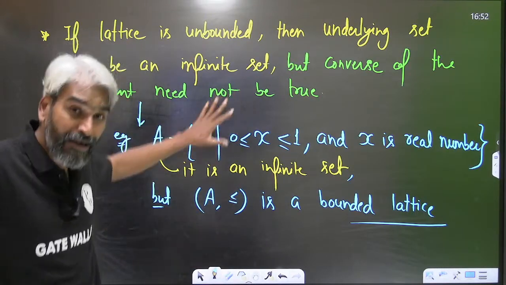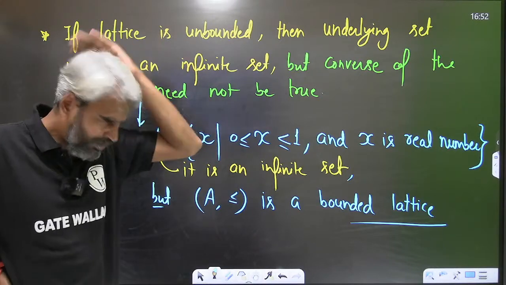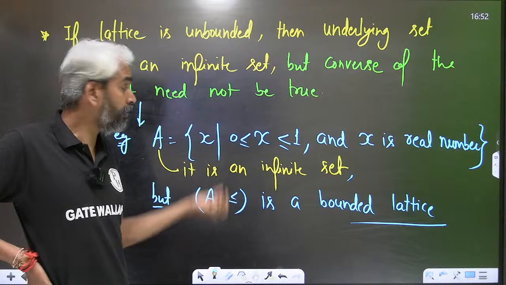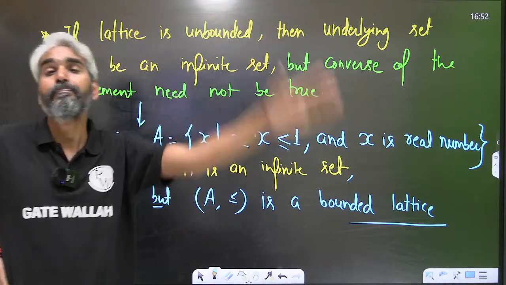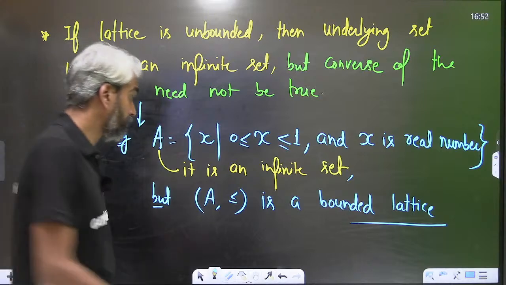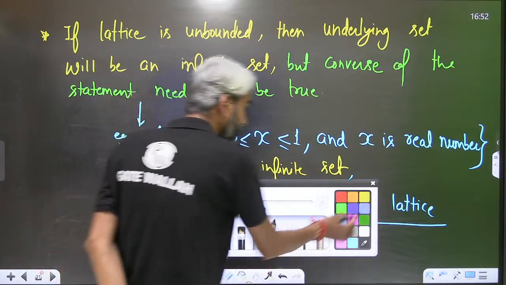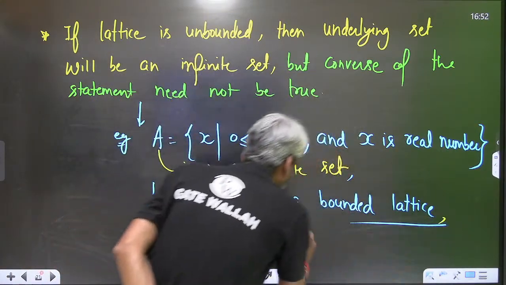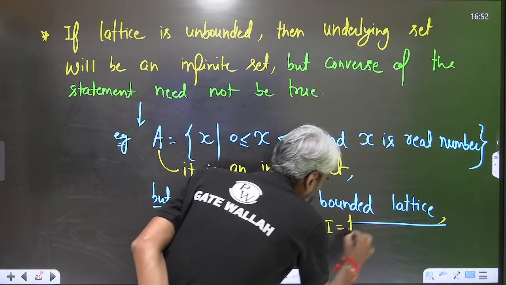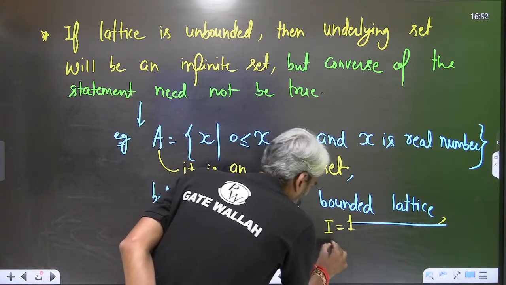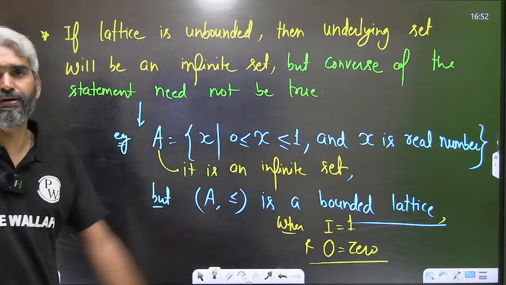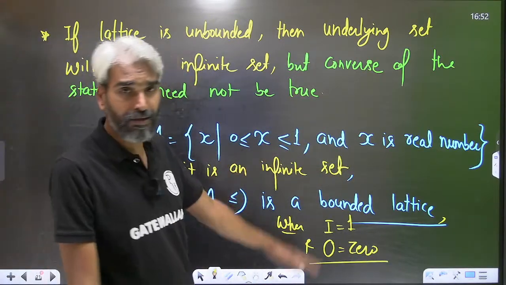That is, for any element of this set A, if you take the greatest lower bound with 0, it will be 0. If you take the least upper bound with 1, it will be 1. Therefore, the universal lower bound will be 0, the universal upper bound will be 1. So it's a bounded lattice, where I is equal to 1 and O is equal to 0. Right? So we know the universal upper bound and universal lower bound in this particular case.